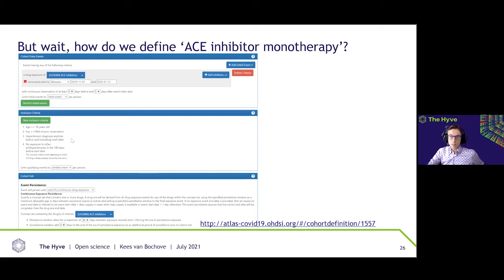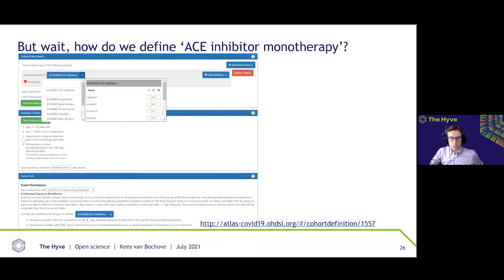So as we like to say in OHDSI, a code set, a set of codes, is not a cohort. We really need to define what is the entry criteria, what is the exit criteria. And as you can see, the monotherapy aspect here is listed by no exposure to other antihypertensive. And also we have the hypertension diagnosis. So this is just to make sure that we are already selecting hypertensive patients.